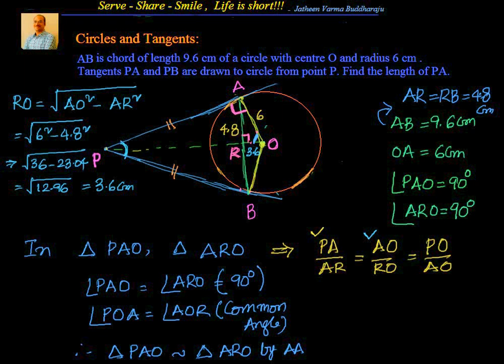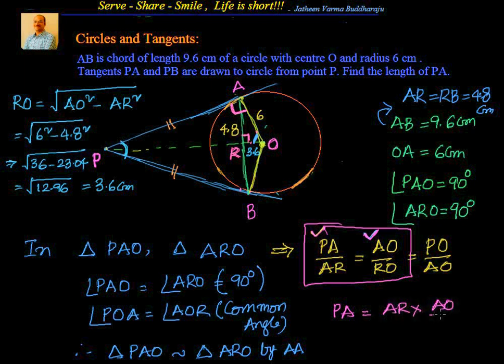So we will go to these two. We'll try to find out what is PA now. We'll take these two and we'll try to find out what is PA. We are interested in PA there. We have to find out PA. So we'll write down PA equal to AR into AO divided by RO. What is AR? AR is 4.8. What is AO? AO is 6. What is RO? RO is 3.6.